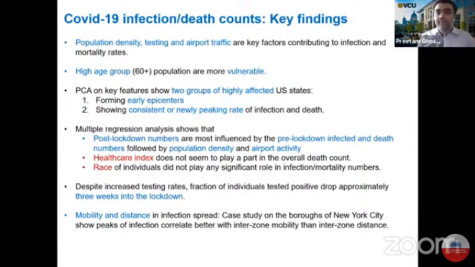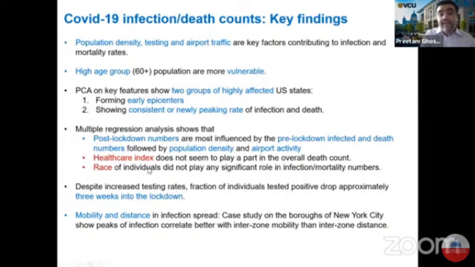When and how long. You should be looking at the infection and death numbers, of course, but also the population density and the airport activity in that specific zone, okay? So these are the most important factors. And actually, we have regression models, so it tells us what weight to give to each of these factors to calculate your duration of lockdown at a specific place.